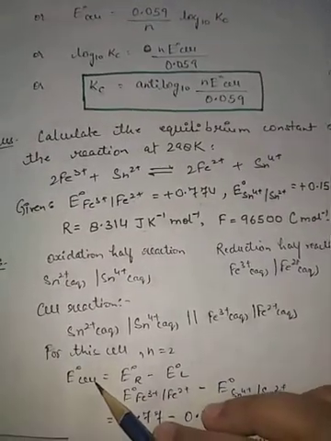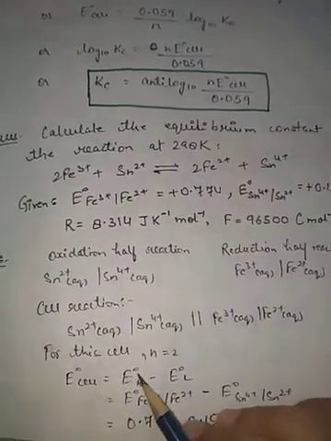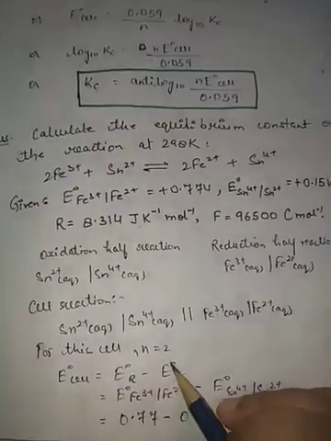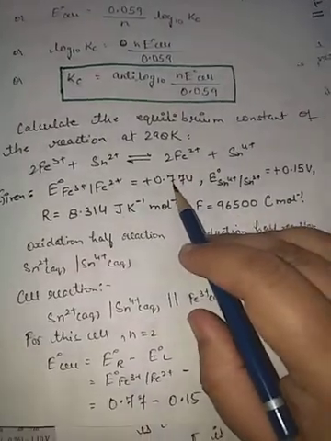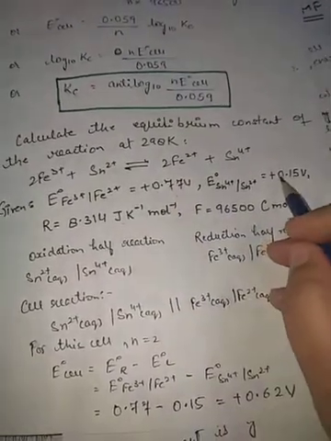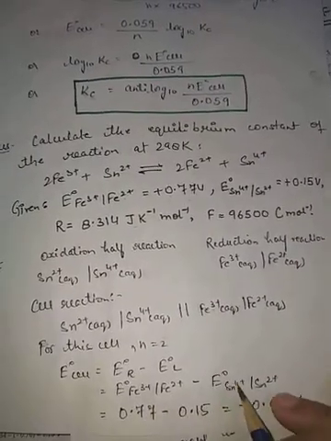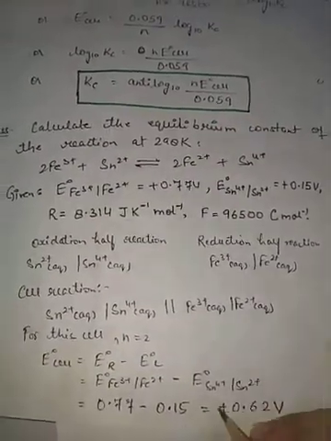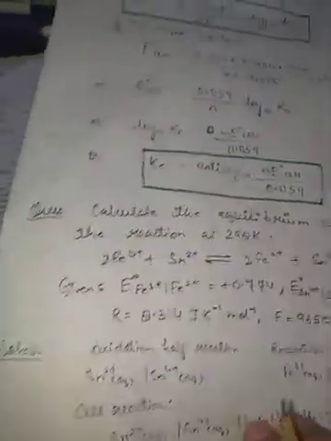Now we'll calculate the value for E naught cell, because we have to put this value in the formula. E naught cell is equal to E naught right minus E naught left, or E naught cathode minus E naught anode. We have seen that this is cathode and this is anode. It means E naught of Fe3+ to Fe2+ minus E naught of Sn4+ to Sn2+. We'll put the values here and calculate the value for E naught cell. Now see, the value for E naught cell has been calculated.